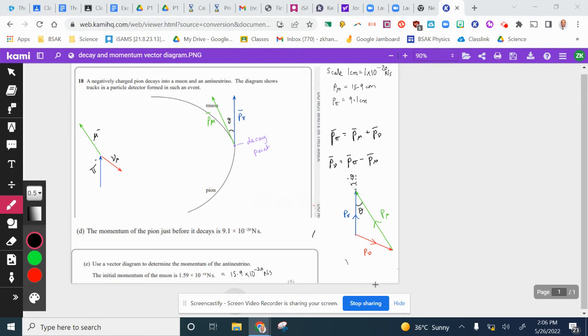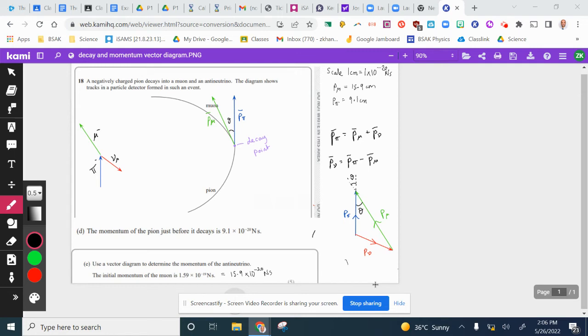So when I draw the pion, let's say that's where we start off. That's easy. It's vertical. So you're going to draw a straight arrow vertically upwards, and that's 9.1 centimeters vertically upwards.